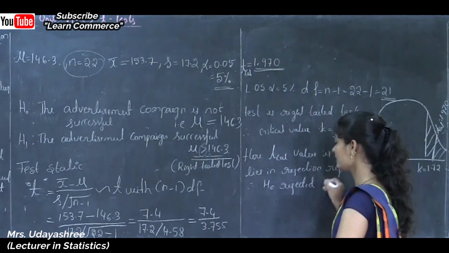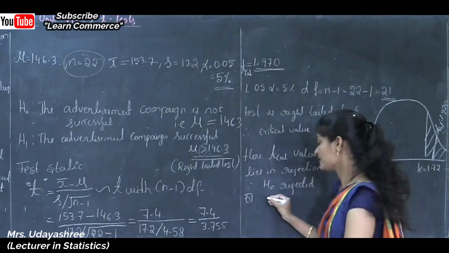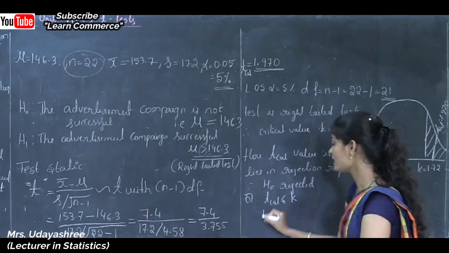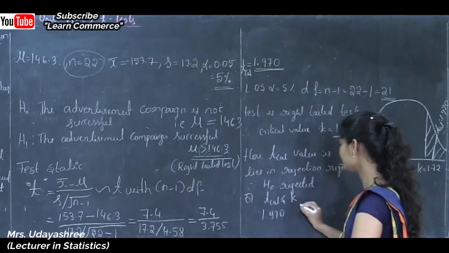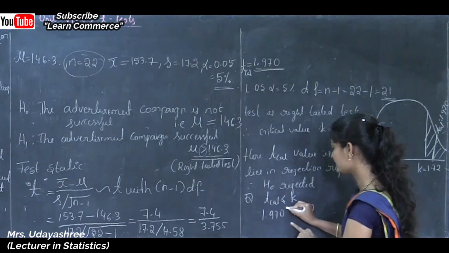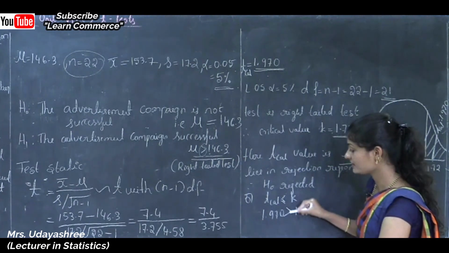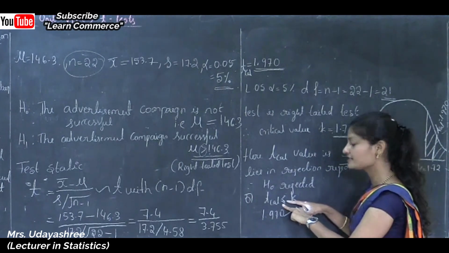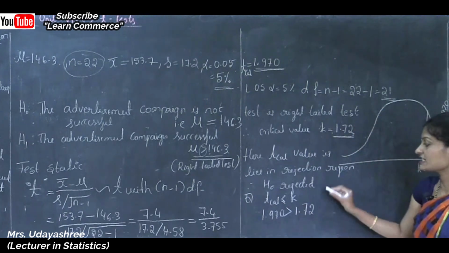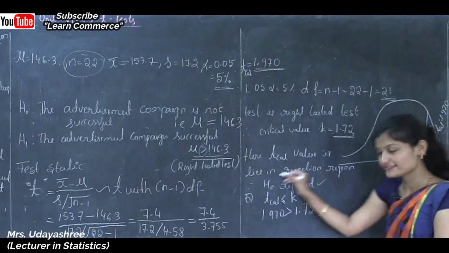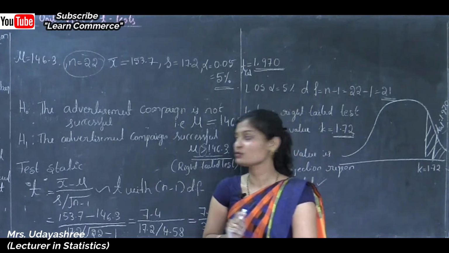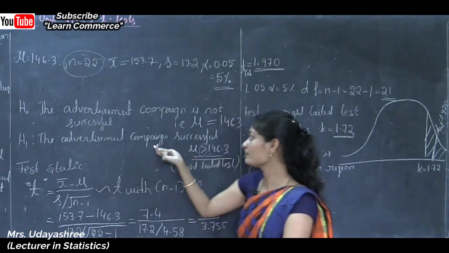See, one more condition for a right tail test is that the calculated value should be less than or equal to the critical value. Here the calculated value is 1.970 and the critical value is 1.72. Here 1.970 is greater than 1.72, so the condition is not satisfied. If the condition is not satisfied, then H0 is rejected, and if H0 is rejected, H1 is accepted. If H1 is accepted, then what is the conclusion? The conclusion is the advertisement campaign is successful.